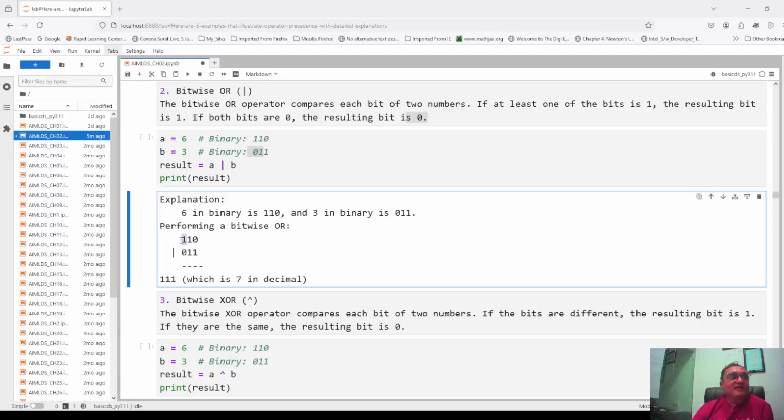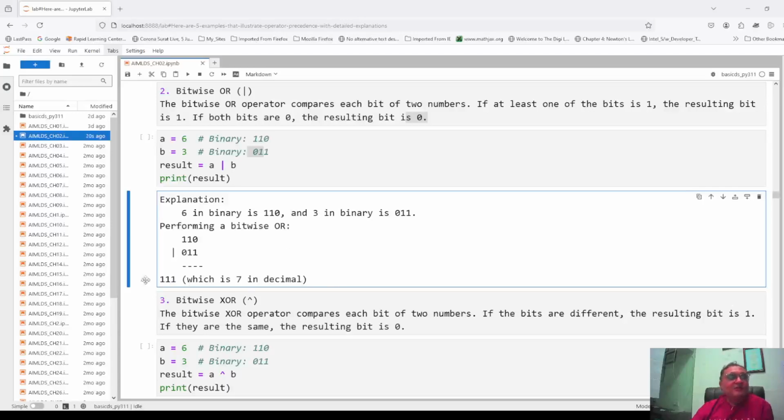So for the first bit, at least A has 1. So the answer will be 1 for the first bit. Then here both are 1, so there is absolutely no problem. The answer is 1. Then here 1 is 1, so that is also okay for the OR operator. At least one bit should be 1 out of the 2 which are being ORed with each other. So the answer of this is 1, 1, 1. Now 1, 1, 1 is actually what? 1 multiplied by 2 squared, so that is 4, plus 1 multiplied by 2 to the power 1. So 4 plus 2, that is 6. And 1 multiplied by 2 to the power 0, so that is 1.